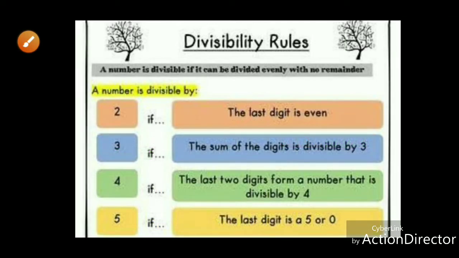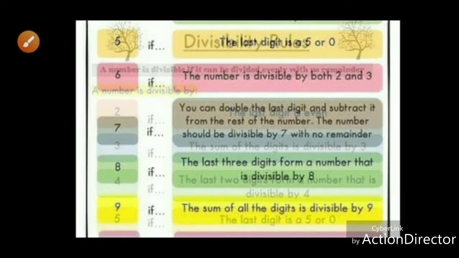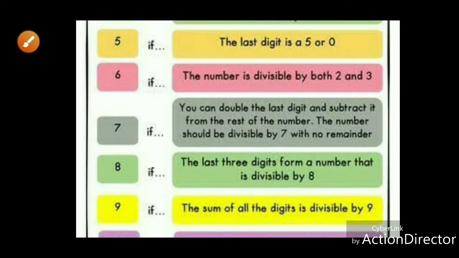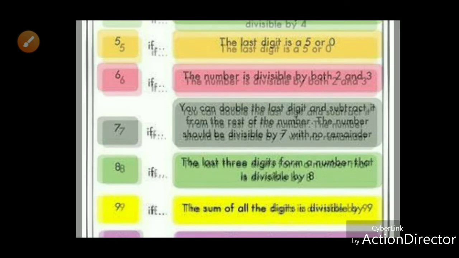Here are the divisibility rules. A number is divisible by 2 if the last digit is even, and divisible by 3 if the sum of digits is divisible by 3. A number is divisible by 4 if the number formed by the last two digits is divisible by 4. Divisible by 5 if the last digit is 5 or 0. A number is divisible by 6 if it is divisible by both 2 and 3.